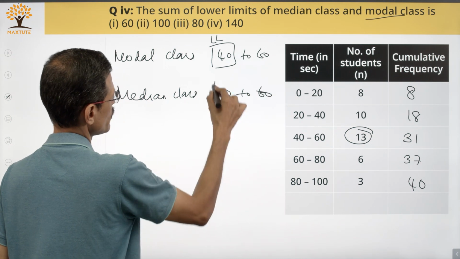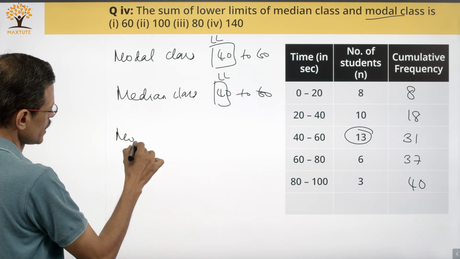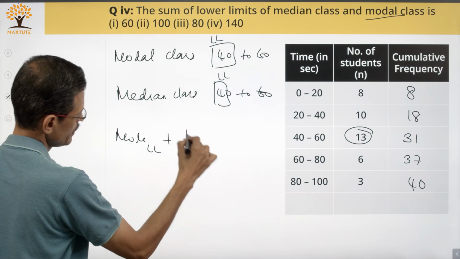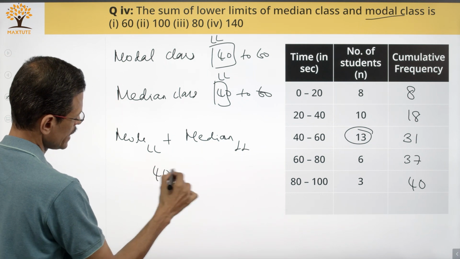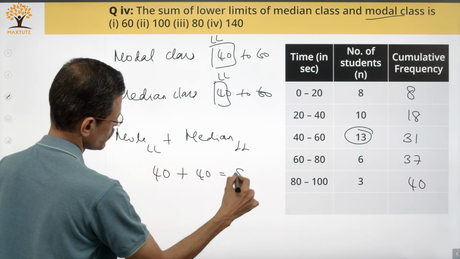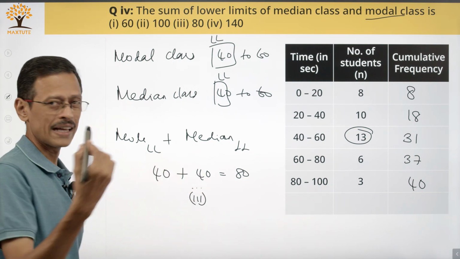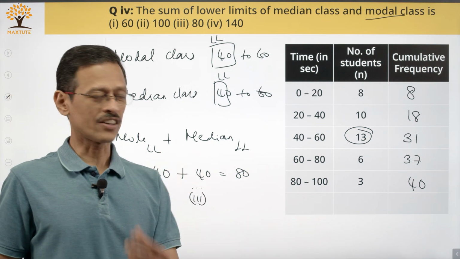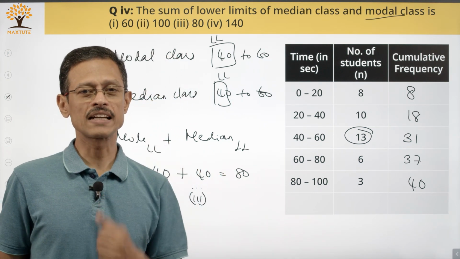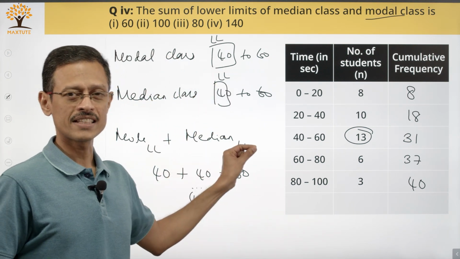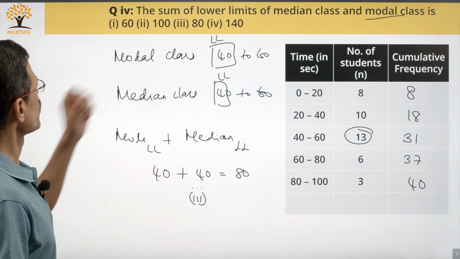What is the lower limit of the median class? That is also 40. So mode lower limit plus median lower limit is what we need to compute, which is 40 plus 40, which is equal to 80. Choice 3 is the correct answer to this question, right? So this took a while, but not too difficult a calculation. You just computed the cumulative frequency, you can identify the median class. Modal class, you've already done it. So one part is already done. Second part is where we needed to spend a little bit of time. The answer is 80, which is choice 3.